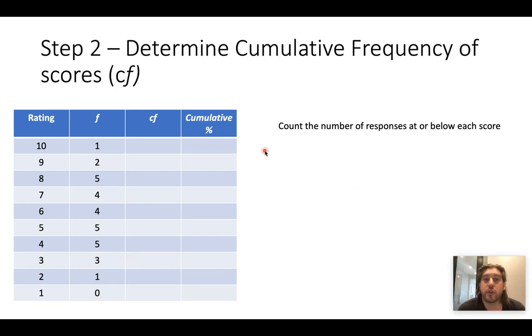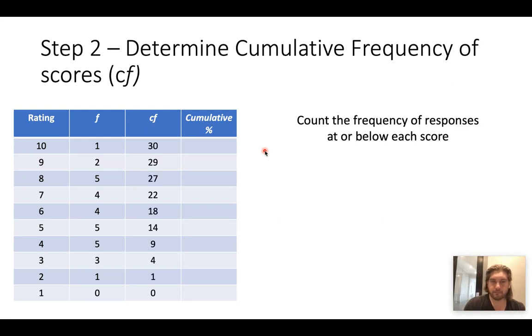What we want to do with cumulative frequency is count up the number of responses, or the number of data points, at or below each score in our table. Here's what it looks like. Again, if you want to just check your answers real quick, press pause, and then press play for me to walk through the logic here.